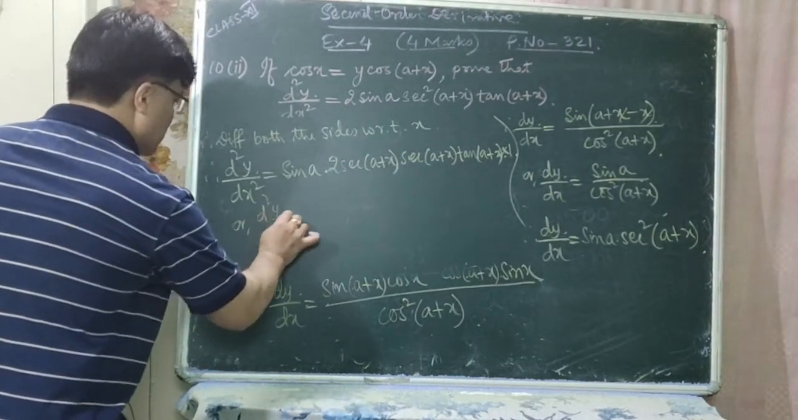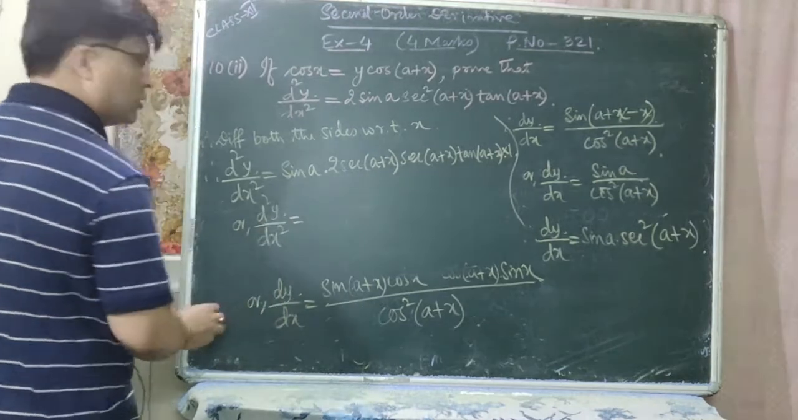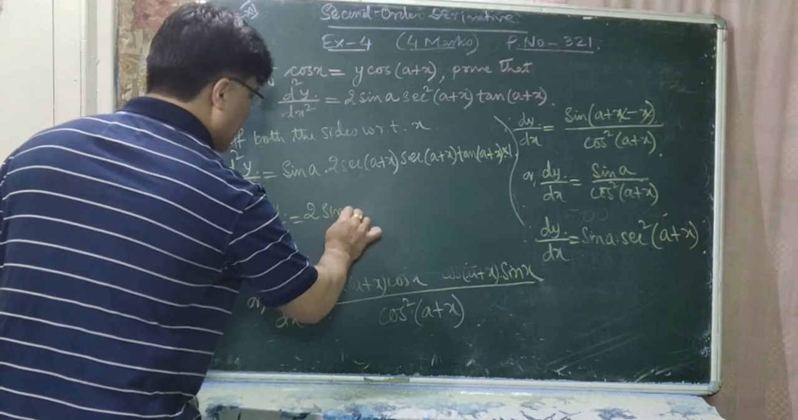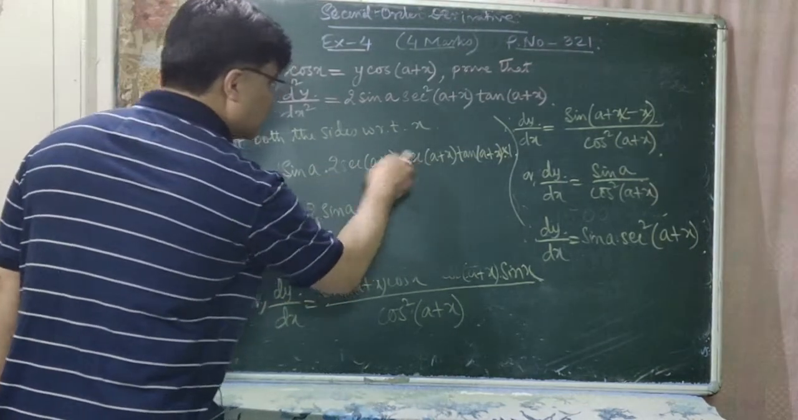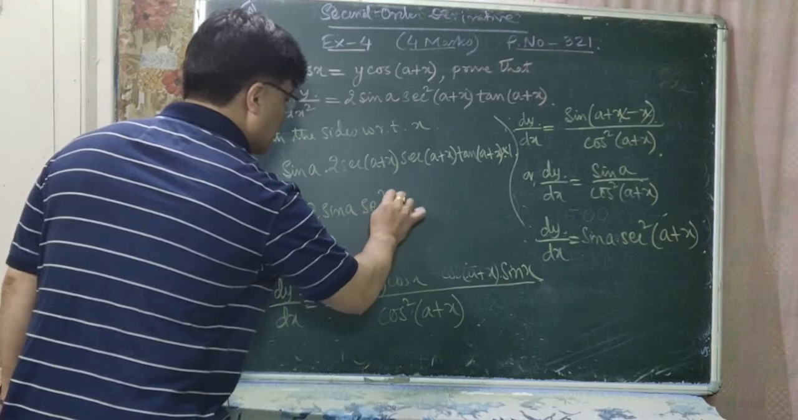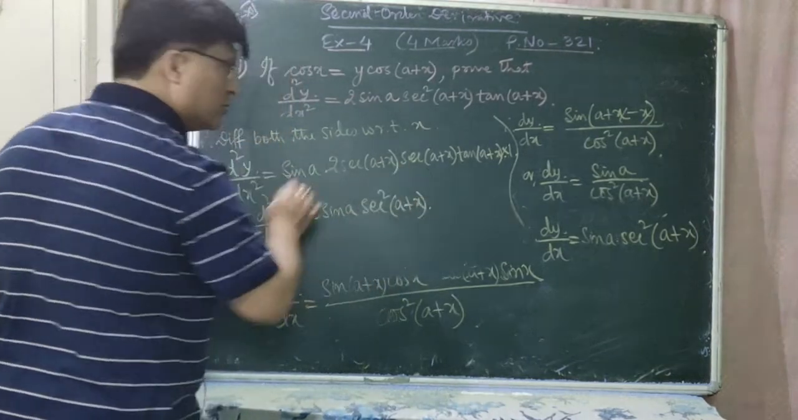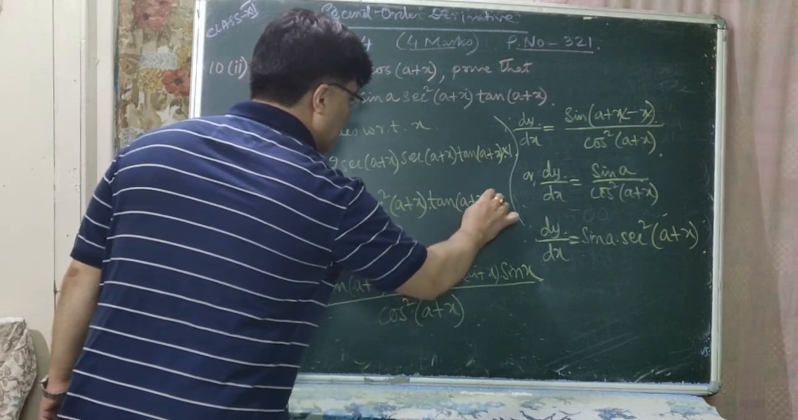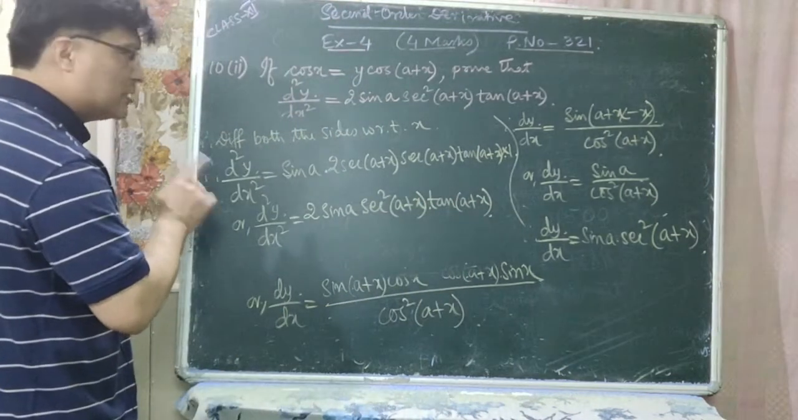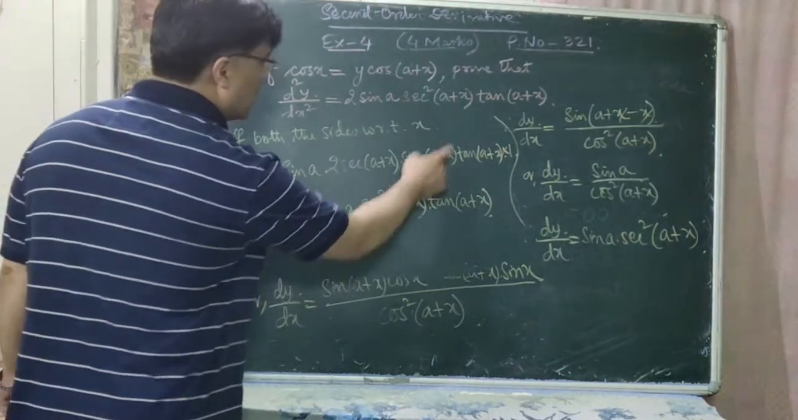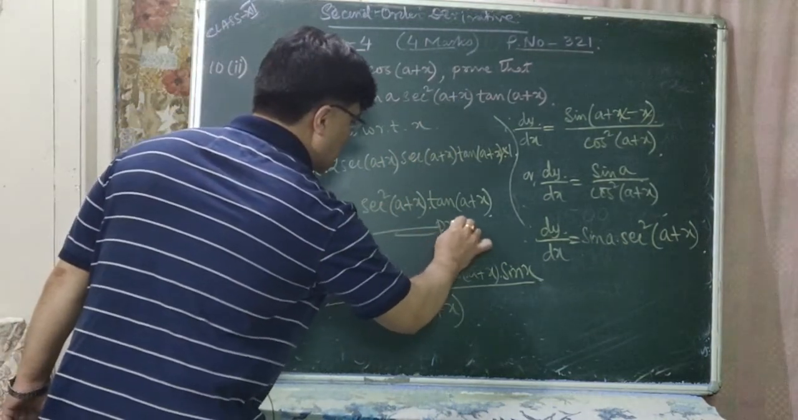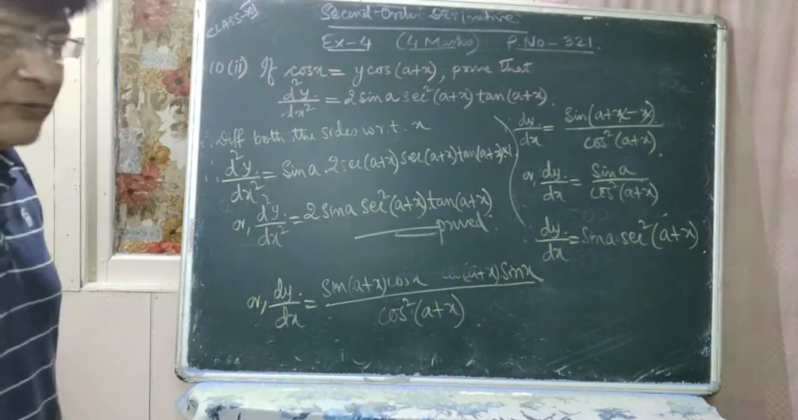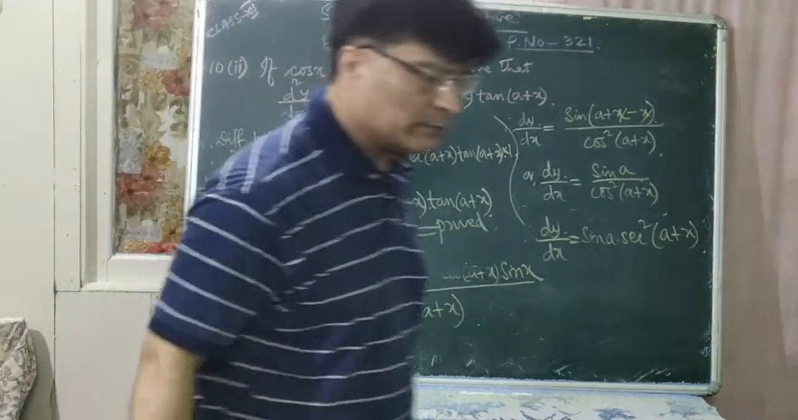So this is your d2y by dx square is equal to, now write down 2 first, then write down sine a into sec, that is sec square a plus x, into tan of a plus x into 1, that is tan of a plus x. So is it proved now? It is 2 sine a sec square a plus x tan of a plus x, which is equal to the right hand side. So that is proved. Is that understood now? So you can copy it. Now we'll do the next problem.